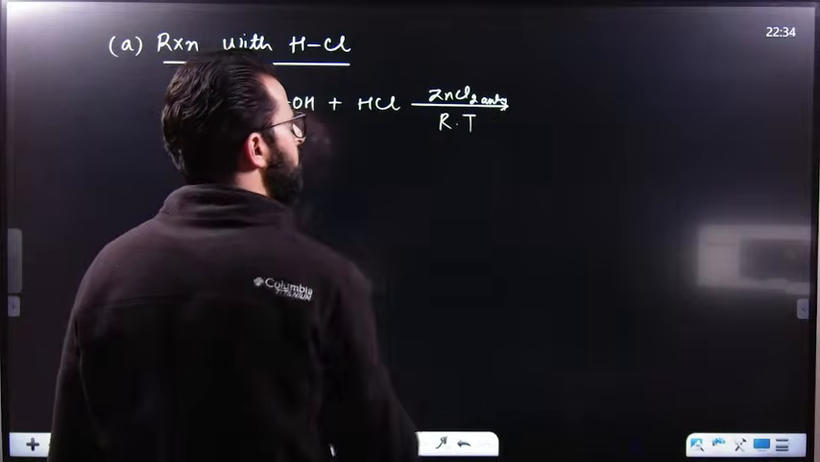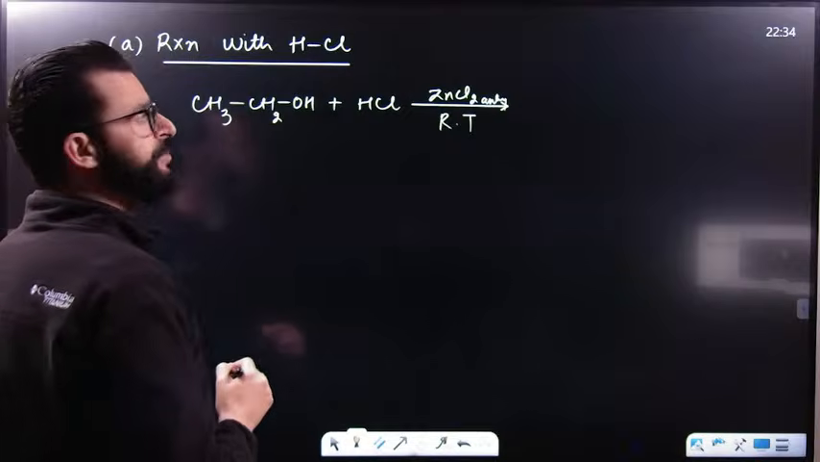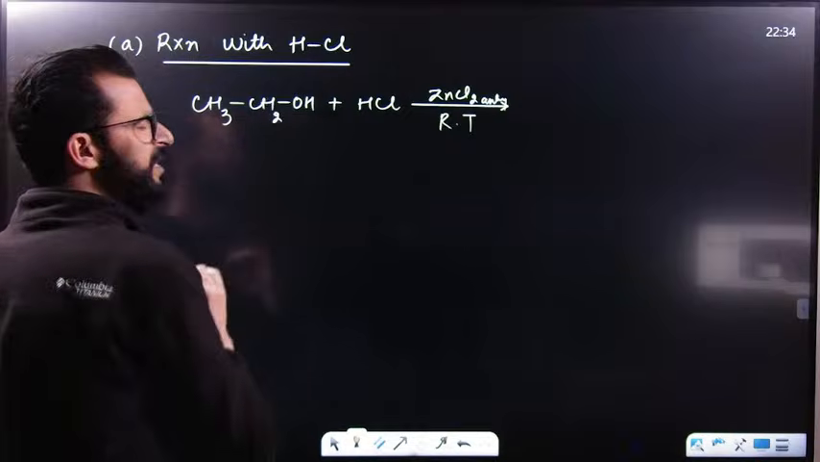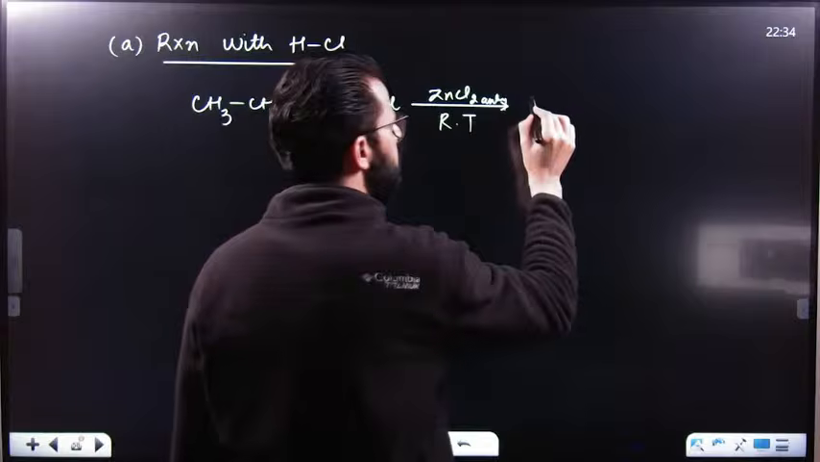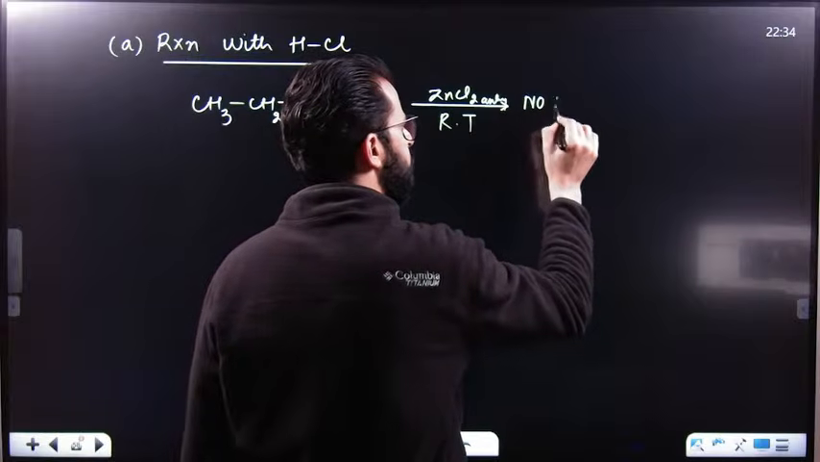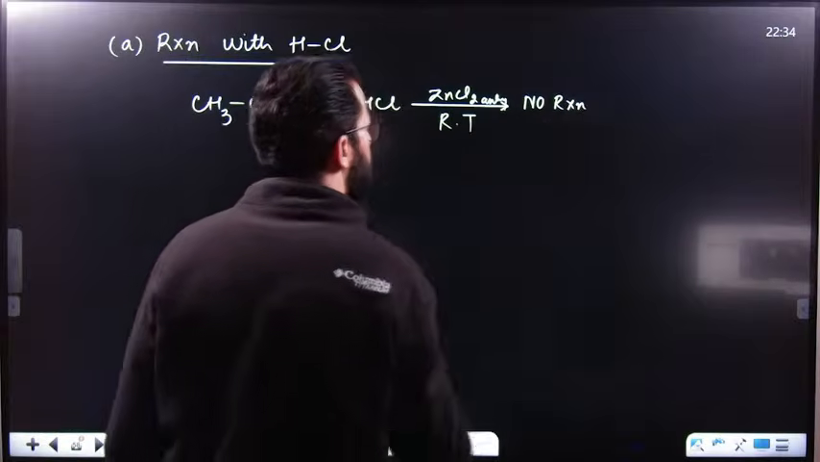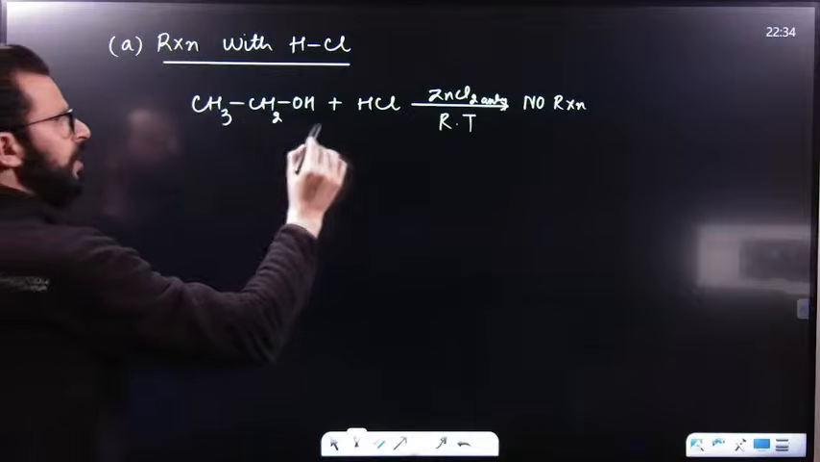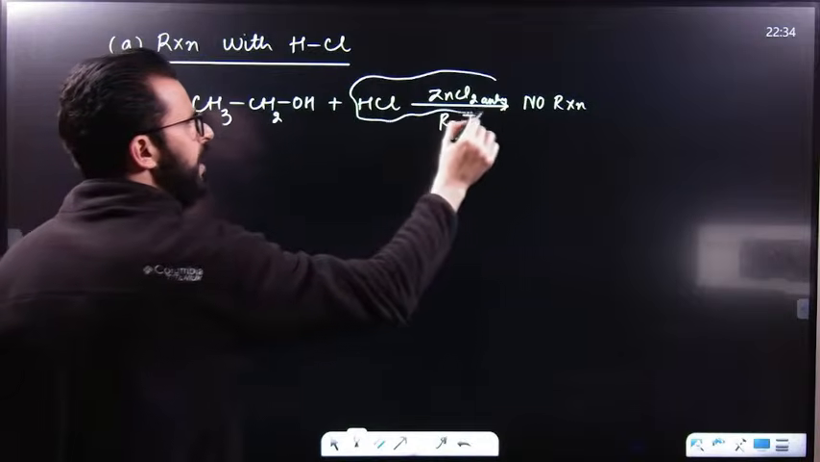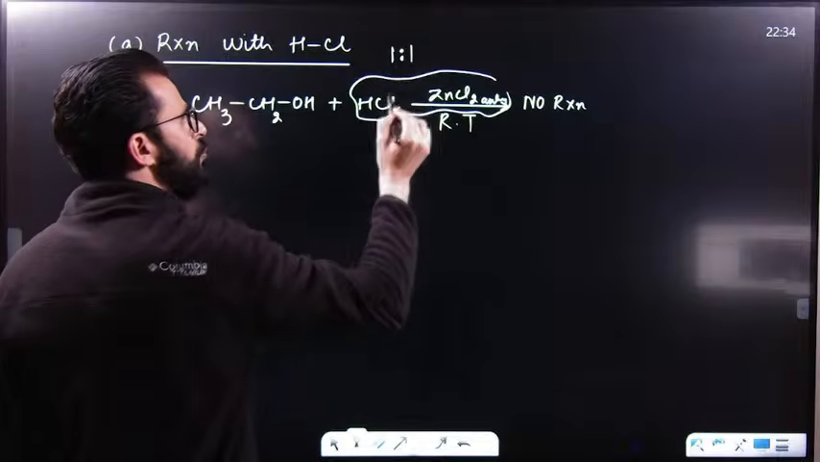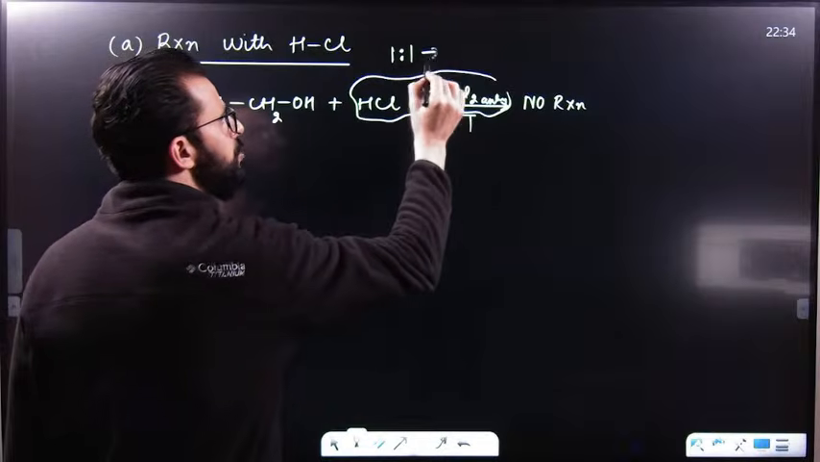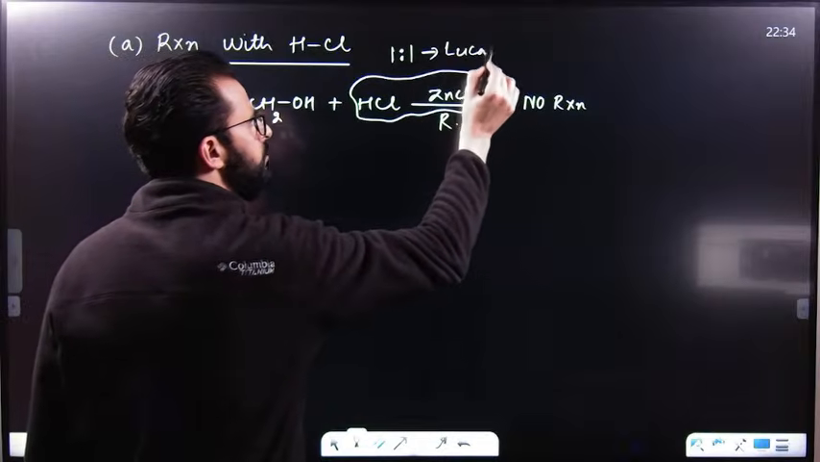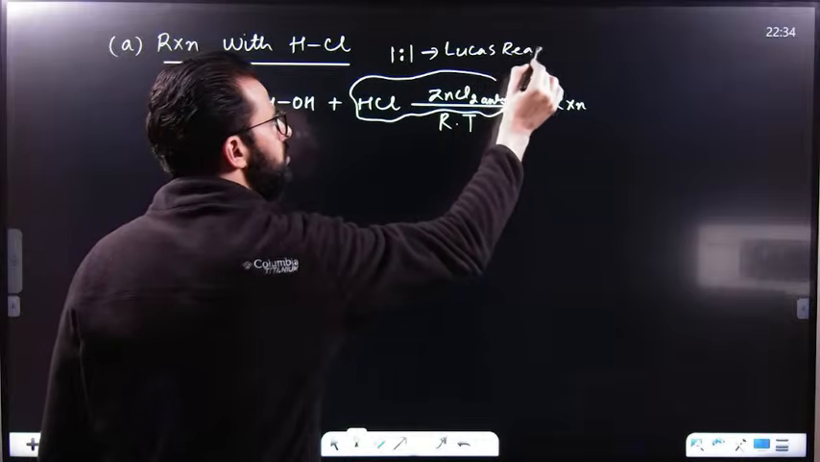But if reaction is taking place at room temperature, primary alcohols are very less reactive. That is the reason there is no reaction taking place between primary alcohol and this. This 1:1 mixture of HCl and zinc chloride is known as Lucas reagent. Have a look.